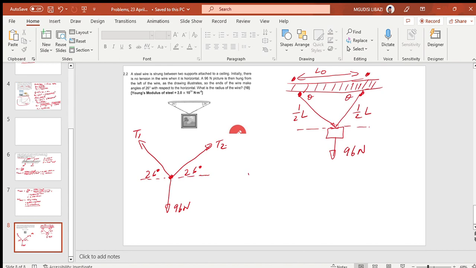So that means now we can have this force directed downwards, and that is 96 newtons, or let me say that is the weight of the picture, which is weight P. And then we have the force directed that side, which is T2, and the one directed that side, which is T1. So now we have here T2, and here T1.